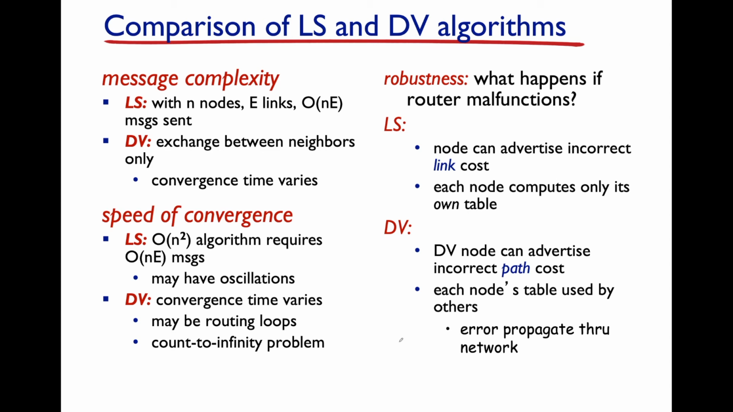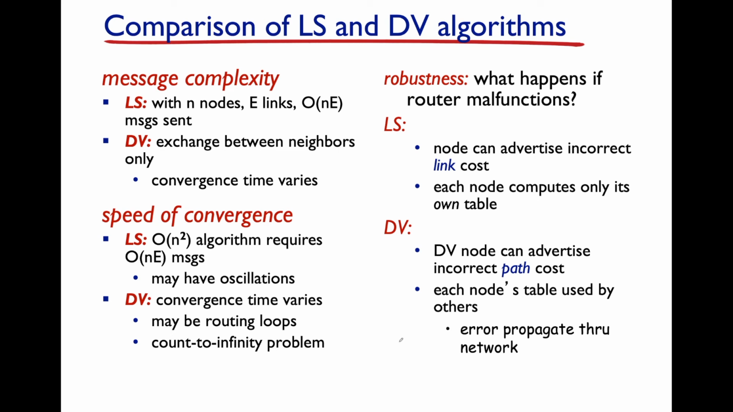So we also look at the speed of convergence. For link state, we have a nested loop. We're going for each node, looking at each of its neighbors, and so that's big O of n squared, where n is the number of nodes or routers in the network. And then each round requires some number of messages, so we have big O of n times e messages, but this n squared rounds is due to that double nested while loop over these n many nodes. And you can have oscillations with link state routing.